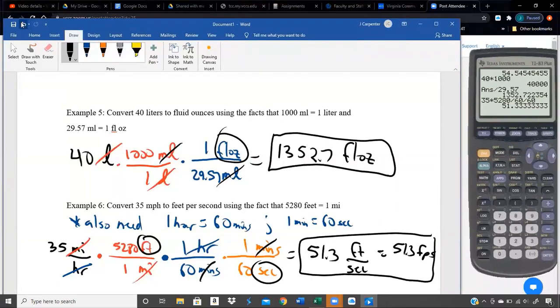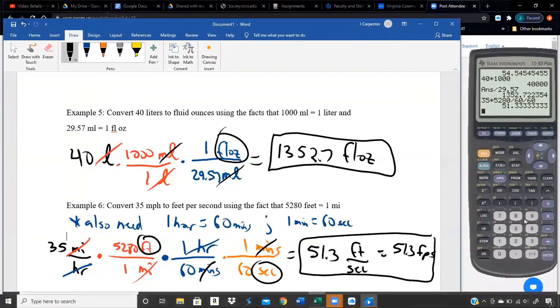Maybe your job has you converting miles per hour to feet per second over and over again. And you go, I don't want to have to multiply by these 3 fractions over and over, or I don't want to set up 3 proportions over and over. What you can do is, now that you have a starting point and an ending point, you can just divide them, and that gives you a multiplier.